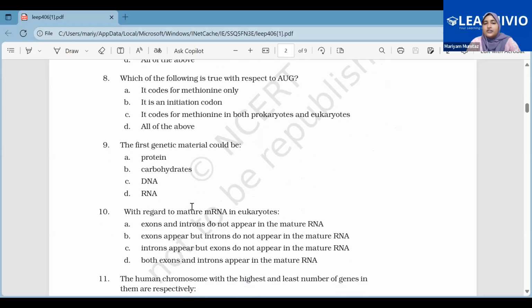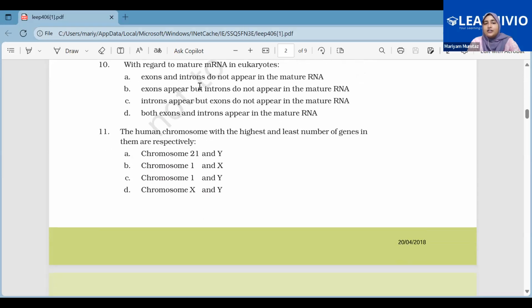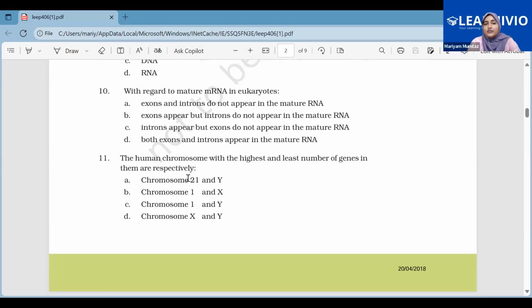Which of the following is true with respect to AUG? All of the above. Yes. The first genetic material could be RNA, right? And then DNA evolved from RNA. Okay, with regard to mature mRNA in eukaryotes, which one is correct? B. Exons appear, but introns do not appear in mature RNA.